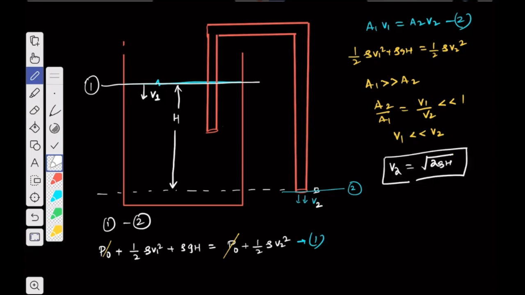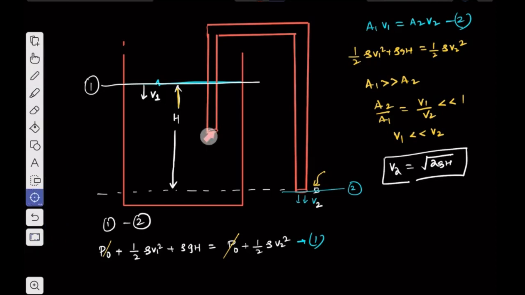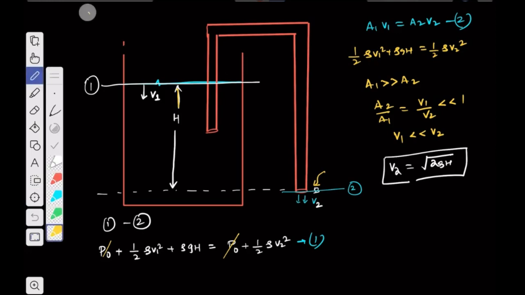So what basically matters is the level of the free surface from the exit side. It doesn't matter where we have inserted the other end, as long as it is inside the water, obviously. But the speed at which the liquid will come out of the other end will depend upon the height difference between the exit opening and the free surface. This is something which is called siphon.